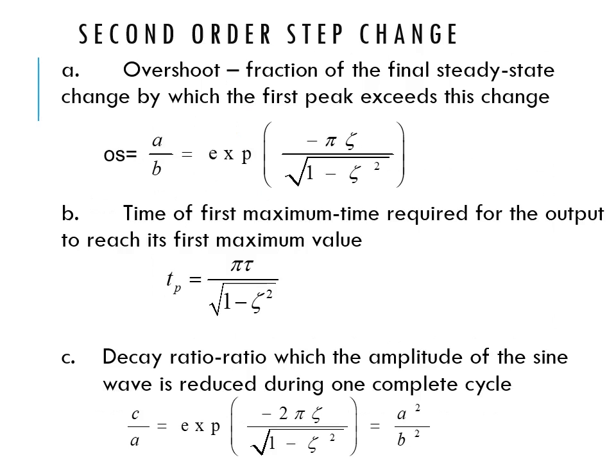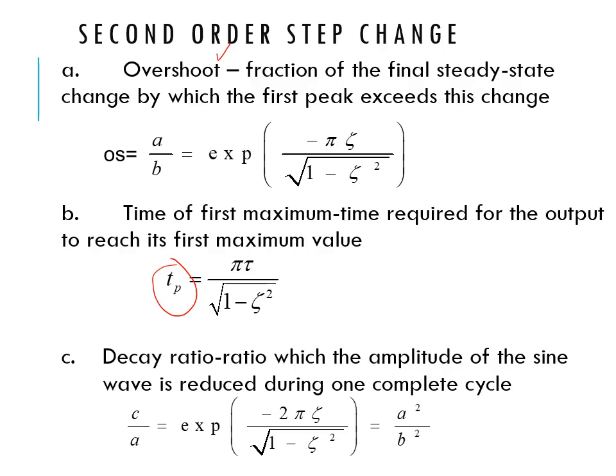Certain terminology is used in the second order step change differential equation, for example the overshoot. What is the overshoot? Overshoot is the fraction of the final steady state change by which the first peak exceeds this change. To calculate overshoot, OS equals A divided by B equals exponential of minus pi lambda divided by square root of 1 minus lambda square. The second term is the time of the first maximum, known as Tp. So what is Tp?